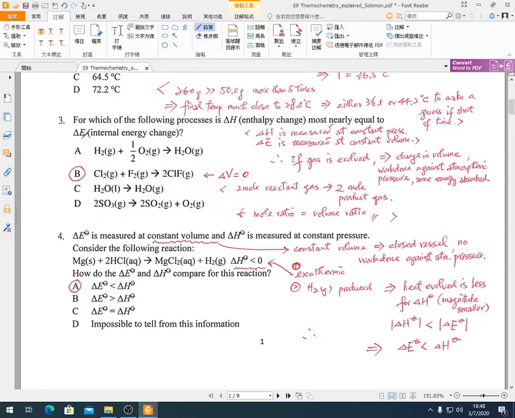Internal energy change, delta E, is measured at constant volume, but enthalpy change, delta H, is measured at constant pressure, which is the normal condition while we are doing experiments in our laboratory. We always open the mouth of the test tube, let it connect to the atmosphere. We don't have a stopper there, and then we measure the heat change. This measurement is about delta H.